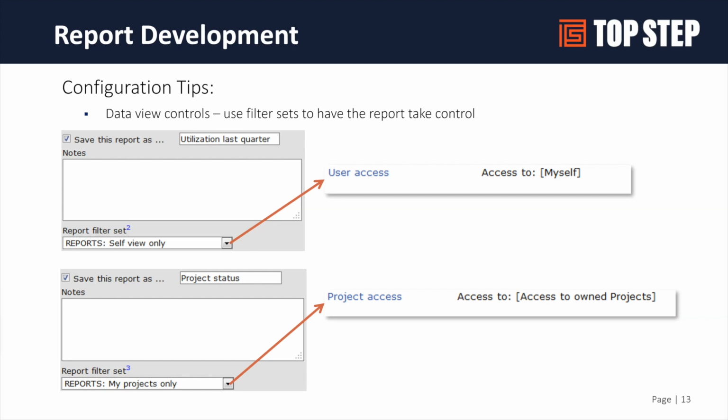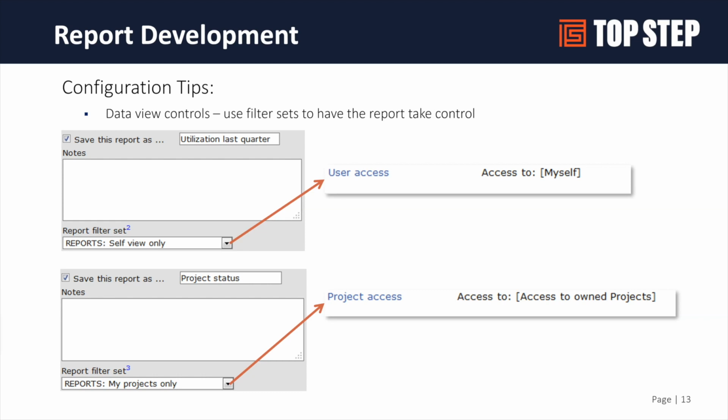So you could create a global utilization report that shows everybody, and then you can create a filter set that says self-view only, where it's set to I only see my stuff. So even though I'm all access, when I run this report, I only see my data, which is nice. And again, it's at the report level. So anybody that runs this report is only going to see their own data.